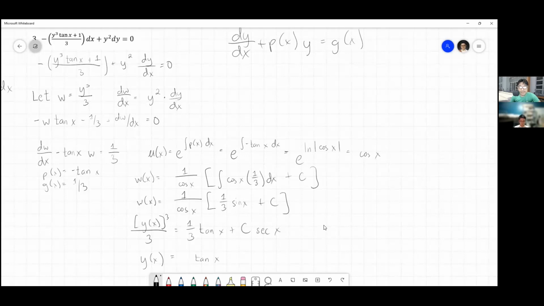Any number multiplied by 3 is still some arbitrary number, so it can still be C. Or if you're uncomfortable, you can use D or some other letter. Let's just use D so people who are particular about their math aren't uncomfortable. So they can just say D equals 3C. And then for the cube, we just take the cube root. And there, this is our solution for y of x.